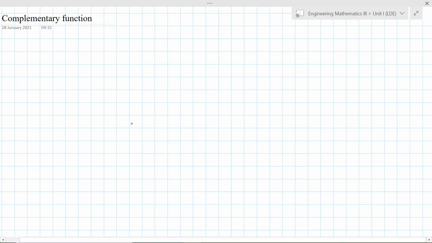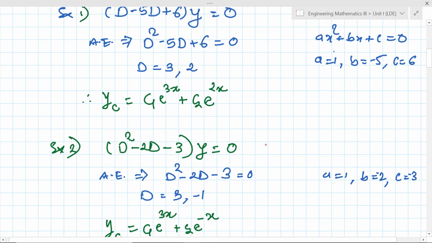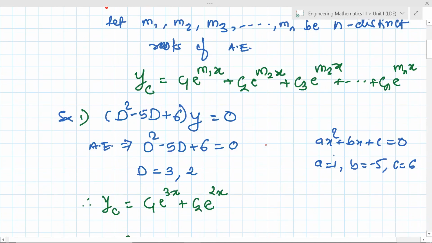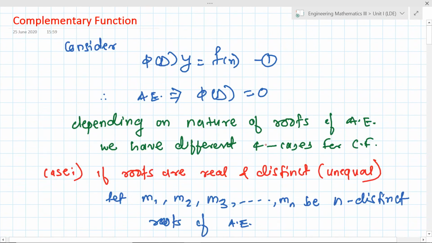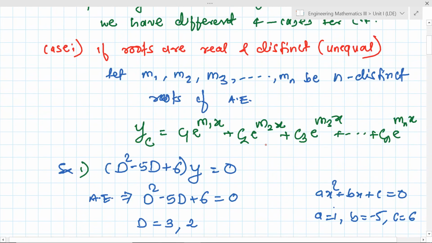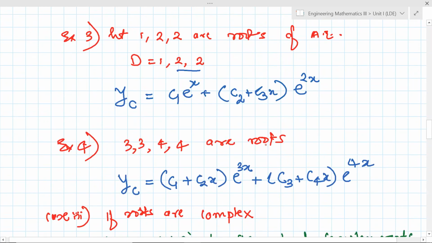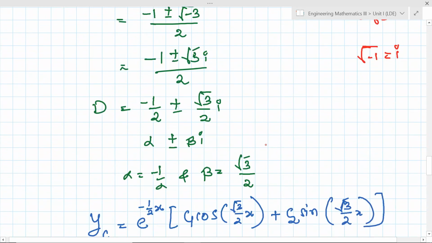Integral. So in the complementary function, we have seen the four cases depending on the nature of roots of the auxiliary equation. The first case is if roots are real and distinct. Second is if roots are real and equal, then complex roots and complex repeated roots. So these four cases we have discussed.